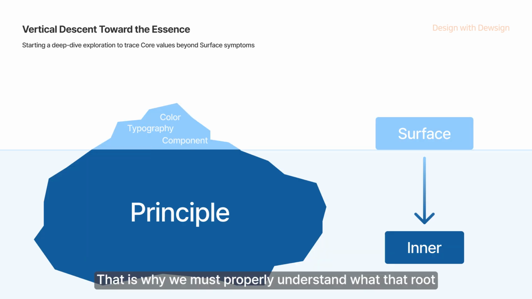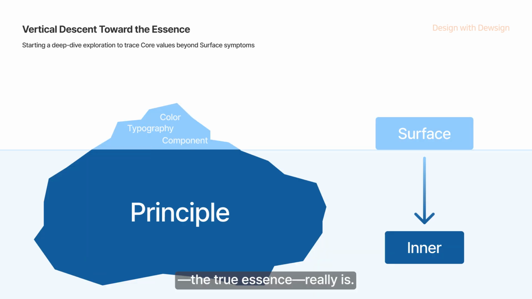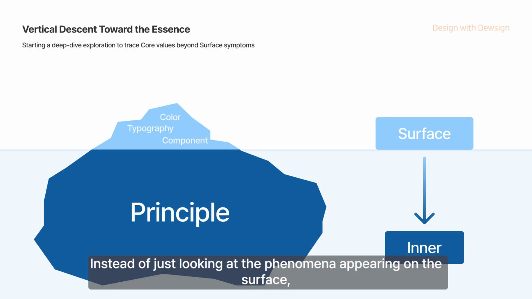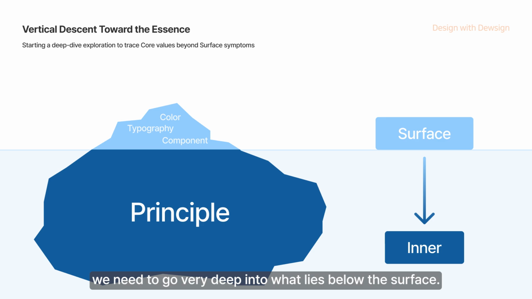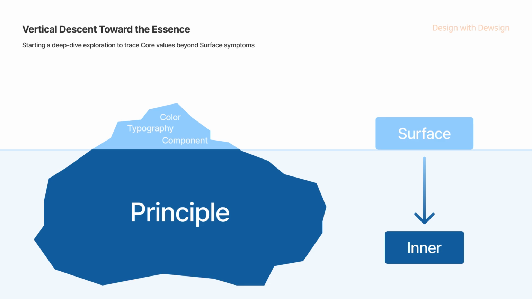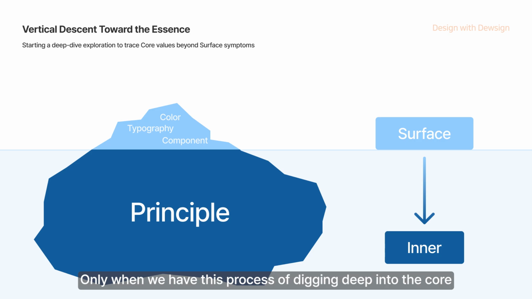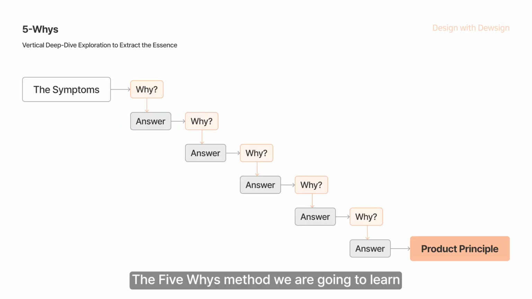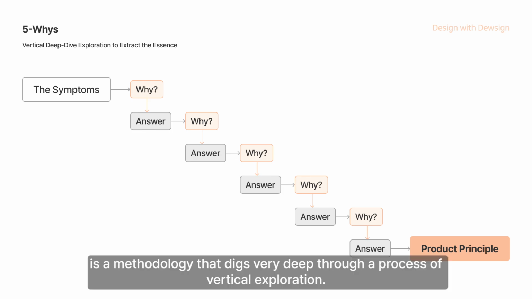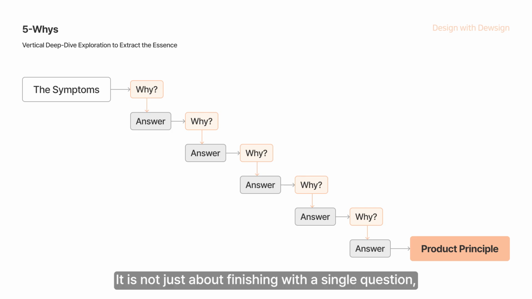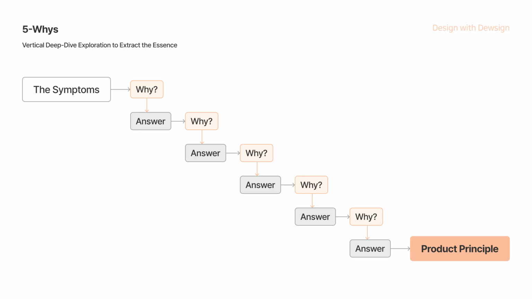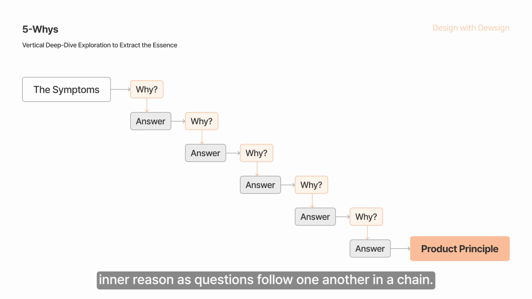That is why we must properly understand what that root, the true essence, really is. Instead of just looking at the phenomena appearing on the surface, we need to go very deep into what lies below the surface. Only when we have this process of digging deep into the core can we create principles that are truly alive and meaningful. The 5 whys method we are going to learn is a methodology that digs very deep through a process of vertical exploration. It is not just about finishing with a single question, but a process of finding the true inner reason as questions follow one another in a chain.